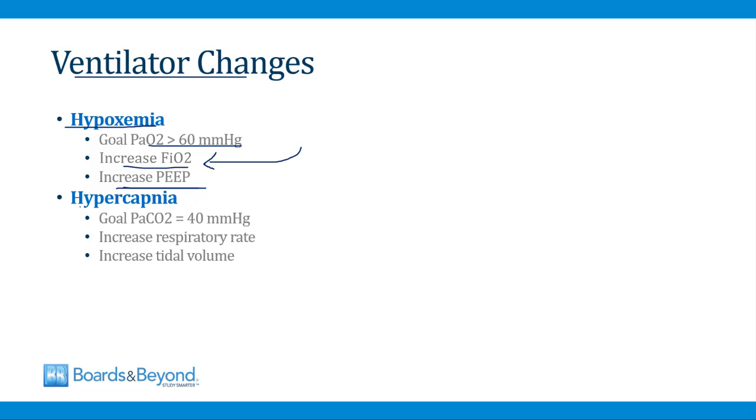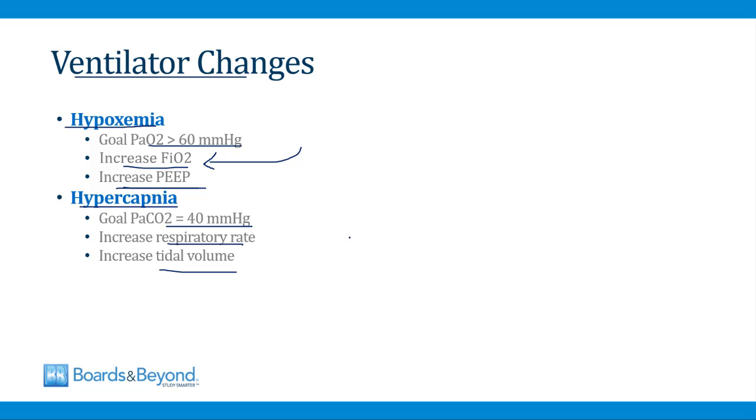If the patient has hypercapnia, then you can increase the respiratory rate or the tidal volume. So a normal PaCO2 is about 40, and that's what you want the PaCO2 to be for patients on the ventilator. You don't want them to be acidemic or alkalotic because that can interfere with their recovery and with the function of medications.